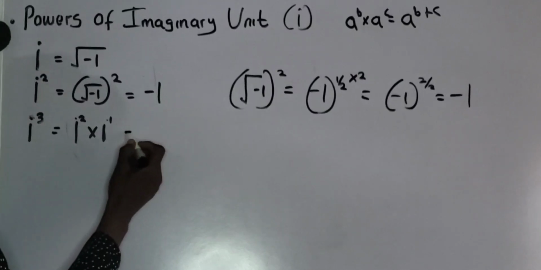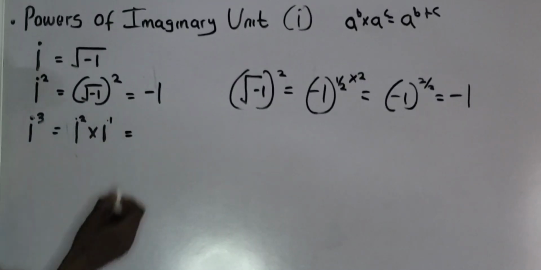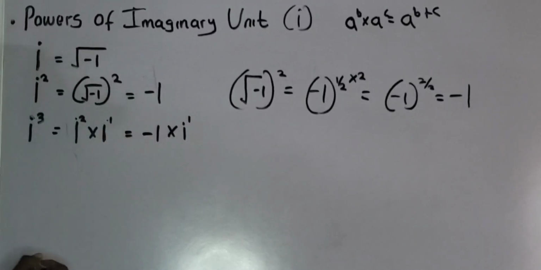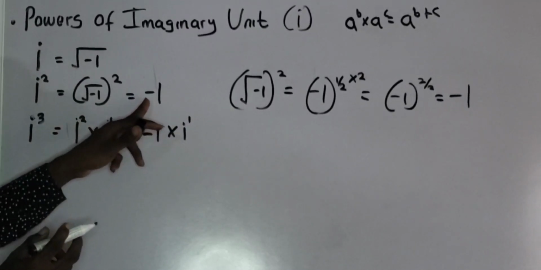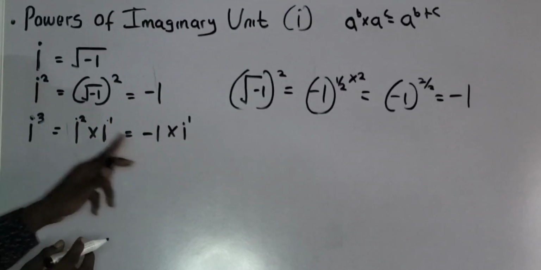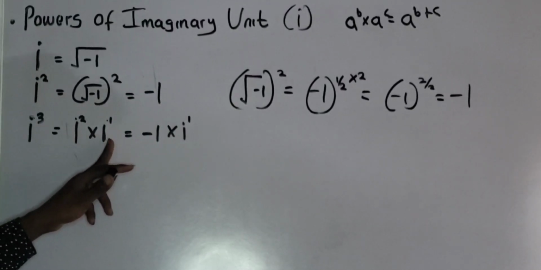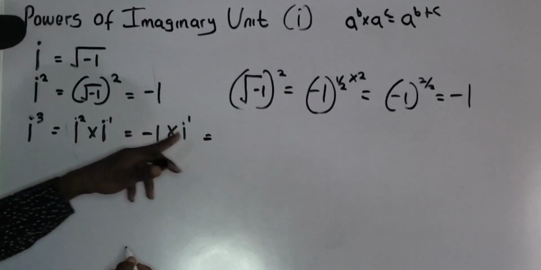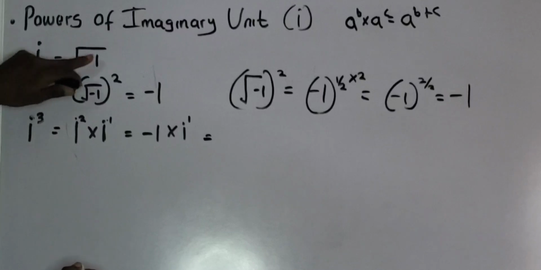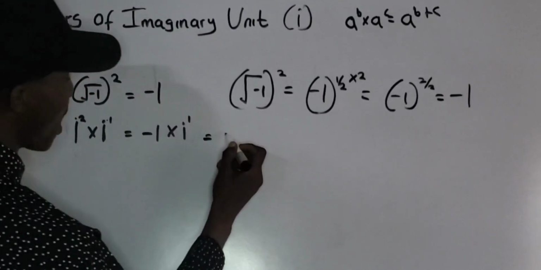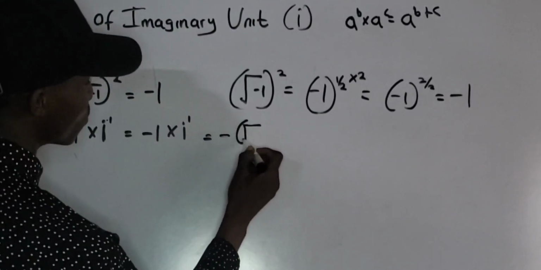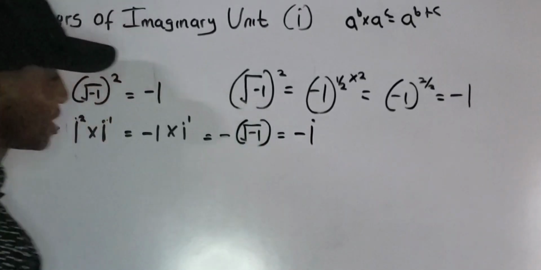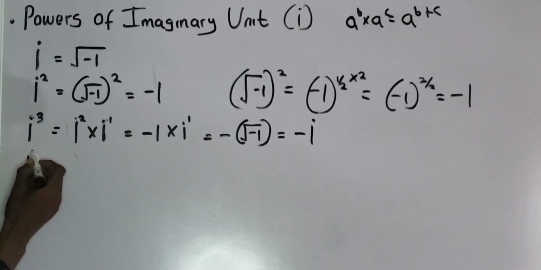Now let us proceed. Don't forget that i raised to the power of 2 is minus 1. So I'm going to have minus 1 multiplied by i raised to the power of 1. Do you understand? i raised to the power of 2 is minus 1. So minus 1, which is i raised to the power of 2, multiplied by i raised to the power of 1. So don't forget that i raised to the power of 1 is i. So i is root of minus 1. So I'm going to have minus the square root of minus 1. So this is also the same thing as minus i. You understand?